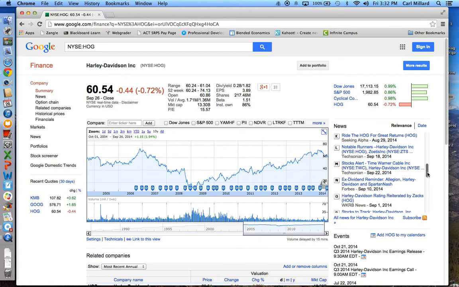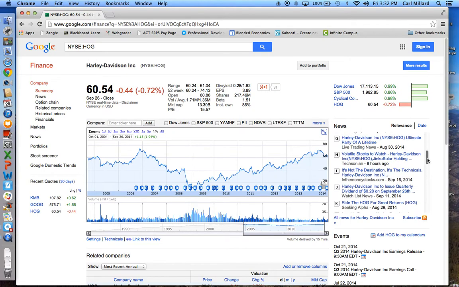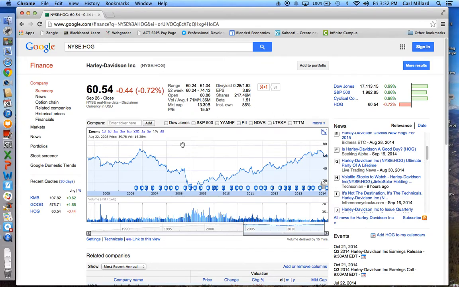Now, granted, yes, you can always research more, but that's kind of the basic gist of understanding how to read a stock listing.